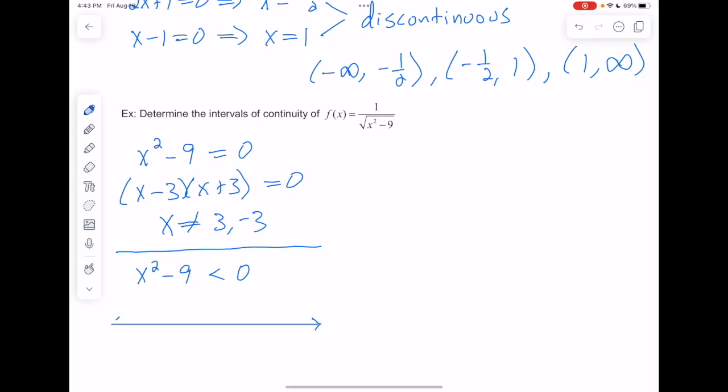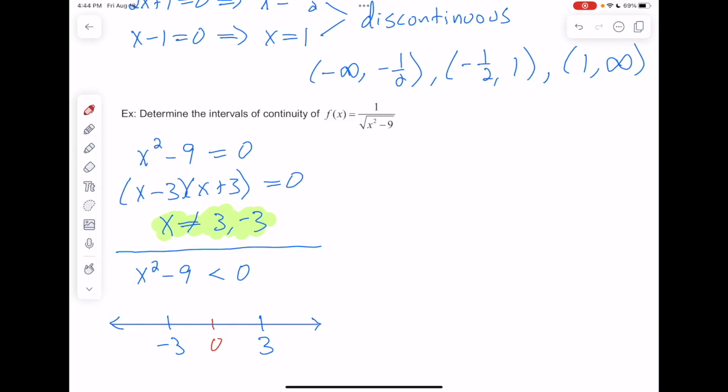So let's draw a number line. Let's put these 2 discontinuity critical numbers on that number line, negative 3 and 3. And then let's just think about what happens at the various places on that number line. So let's do some testing. What if I put a number in, like 0?